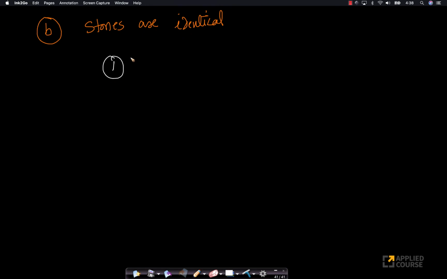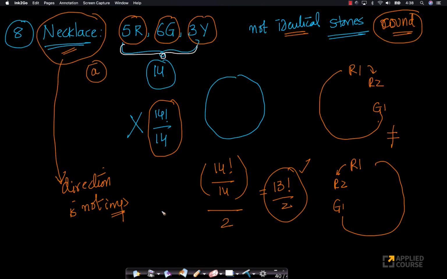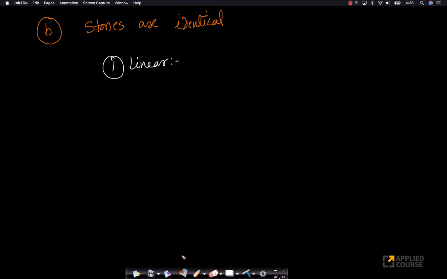So first step, arrange these 14 in a linear fashion. Again, this is nothing but permutation with limited repetitions. So what is the way we discovered this, right? 14 factorial by 5 factorial into 6 factorial into 3 factorial. This is the linear way.